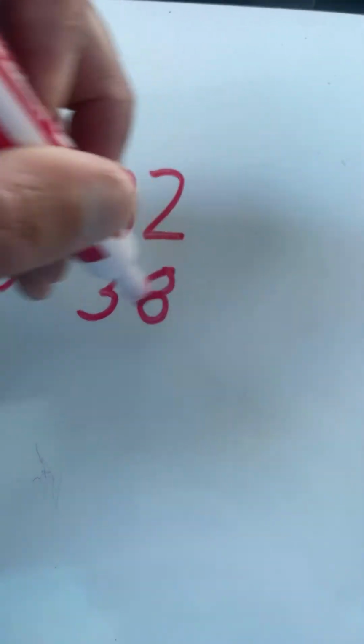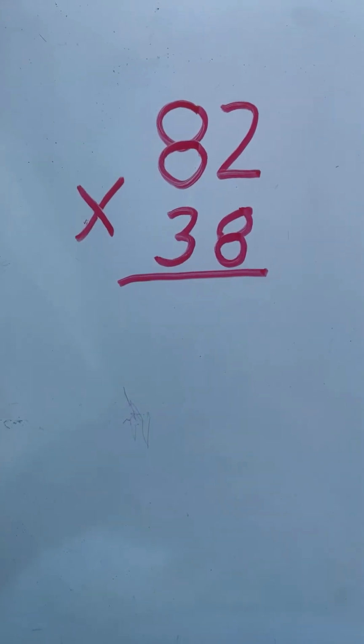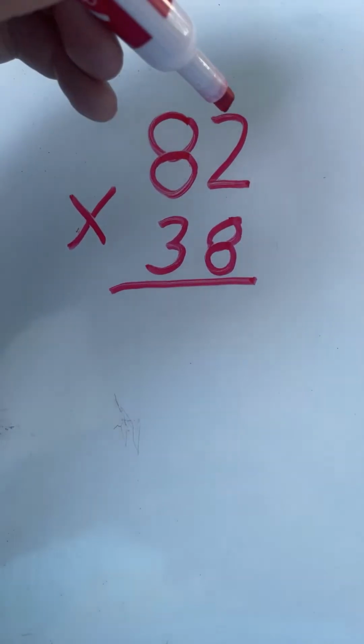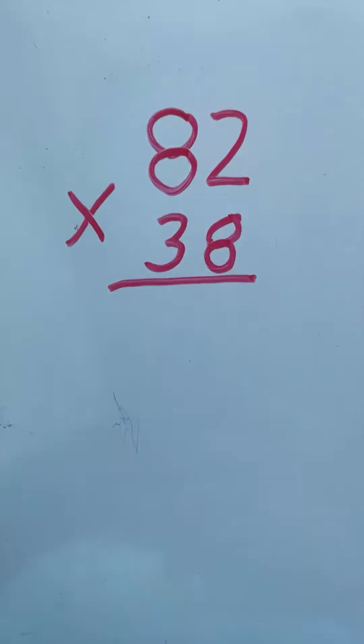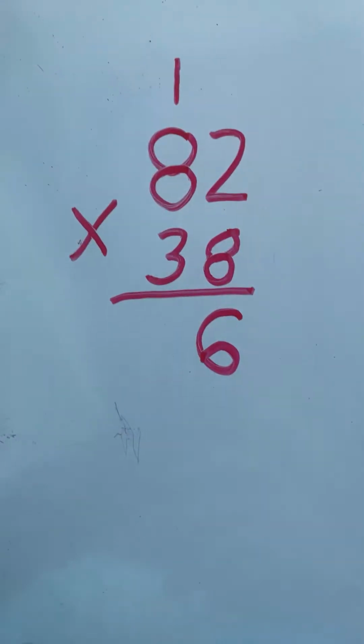All right, next example problem. We got 82 times 38. So we start in the ones place. We're going to multiply 2 times 8. 2 times 8 equals 16. The 6 in 16 goes in the ones place. The 1 in 16 gets carried over to the tens place.